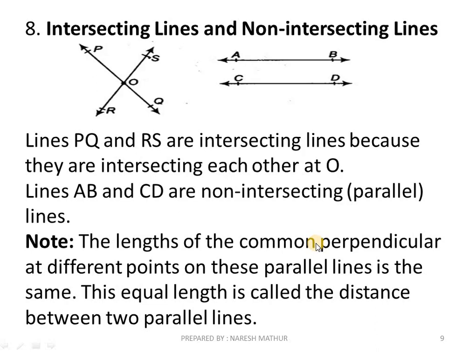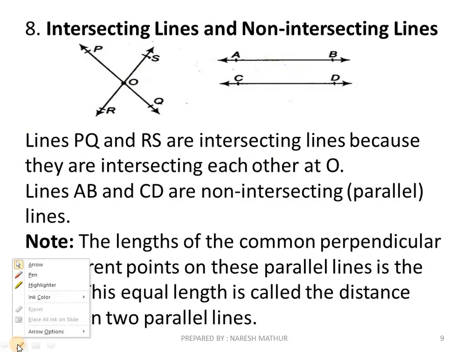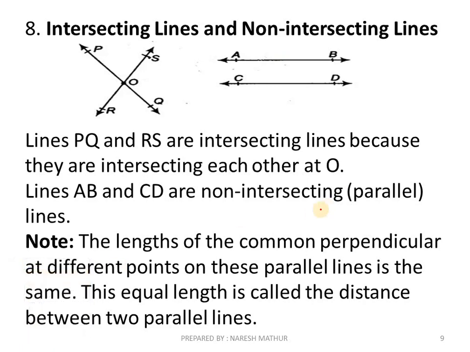Intersecting lines and non-intersecting lines. We know very well what intersecting lines are: they intersect at a point. So PQ and RS are intersecting lines as they intersect at O, and AB and CD are parallel lines. The length of the common perpendicular on these parallel lines, which is equal everywhere, is called the distance between these parallel lines.